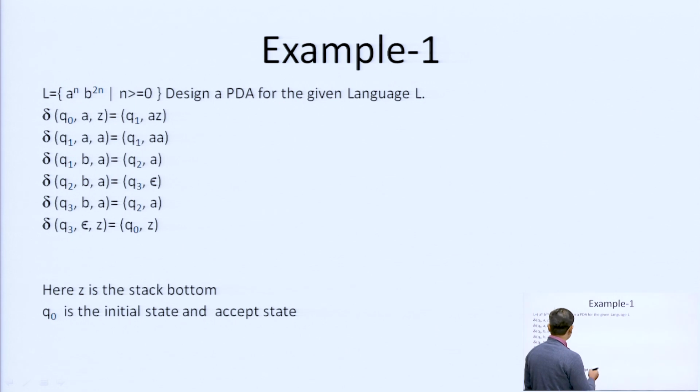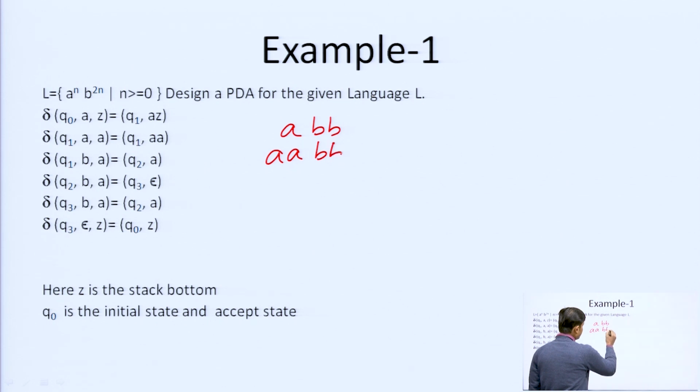So, what strings are generated here? Suppose n equals 1, then a b b; n equals 2, then a a b b b b. Like that, strings will be generated by this language. For this we have to design a pushdown automata.